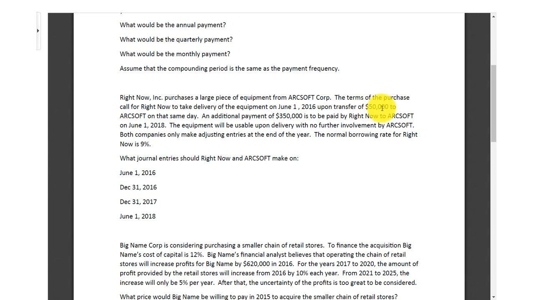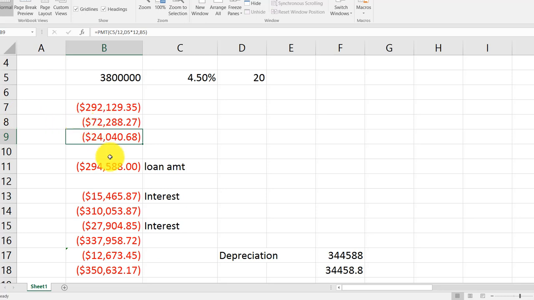The $50,000 happens right now, so that's worth $50,000. But the $350,000 is in 2 years, and we have to consider interest on that because the normal borrowing rate is 9%. So how is that going to work? Well, we first have to figure out what the present value of this future cash flow is. Using our present value function, we go for 9% per year, it's 2 years out, and the amount is $350,000.